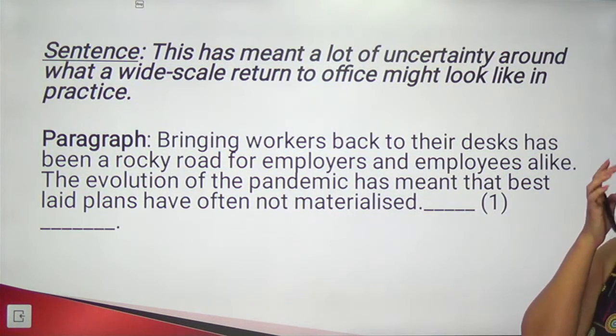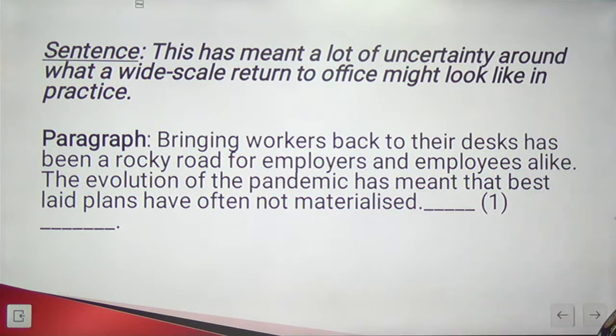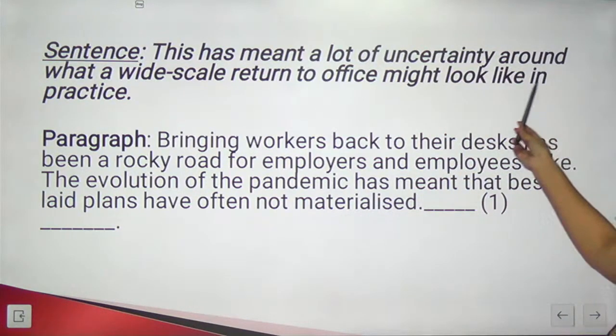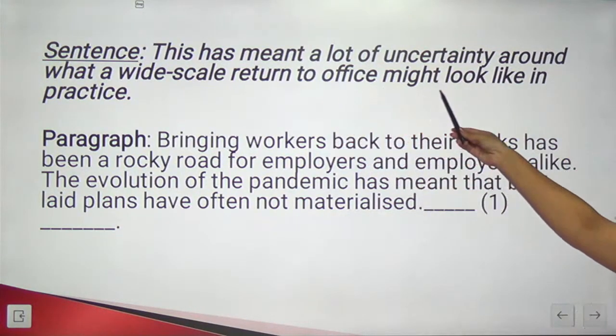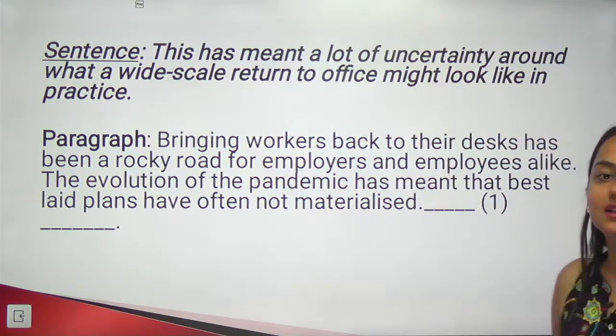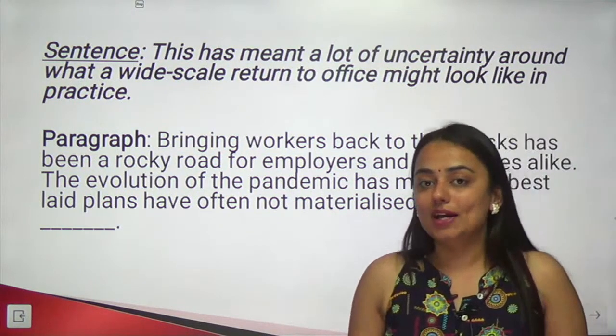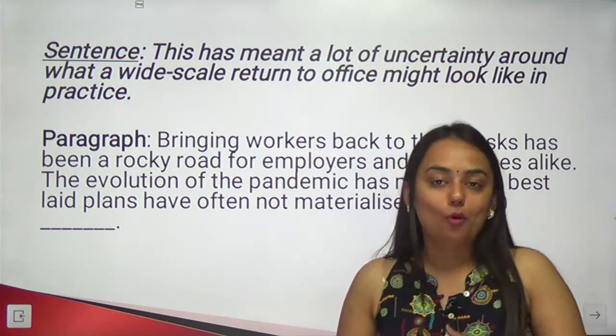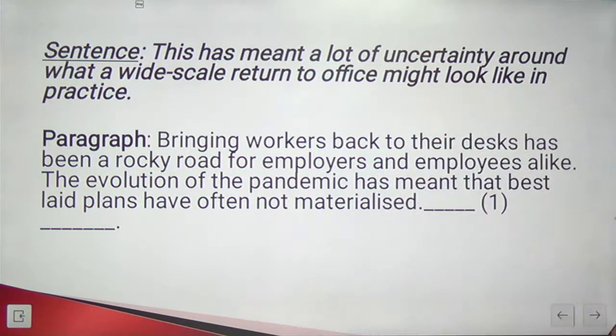That was a nice try, Ayush. Let's see. Try your luck in this one. The sentence says, this has meant a lot of uncertainty around what a wise scale return to office might look like in practice. So again, a passage which is going to talk about COVID time and work from home thing. So read this one now again.